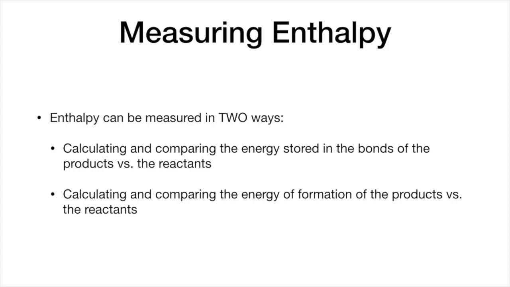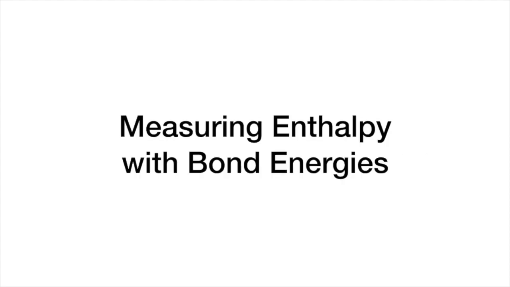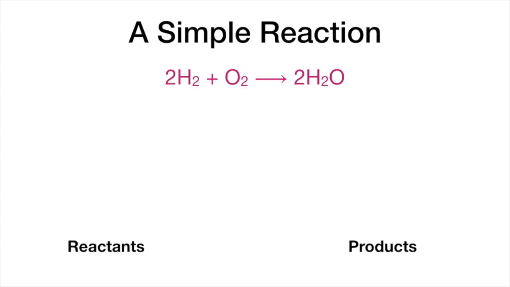So let's start out by talking about how we measure enthalpy with bond energies. Let's start with a simple reaction. This is how H2O is formed. It starts with elemental hydrogen, which is H2, and elemental oxygen, which is O2, and they combine to form H2O.